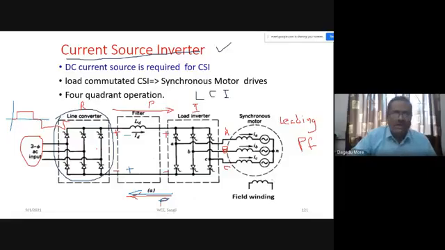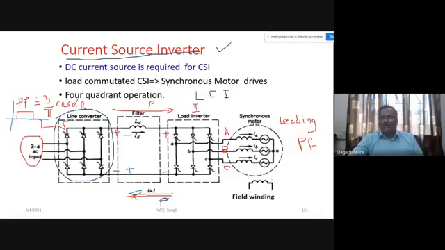What is the purpose? When we use a current source PWM rectifier, our source currents are sinusoidal and power factor is unity. What is the formula for power factor of a 6 pulse converter? How do we get it? It is 3 by pi cos of alpha. Is it right? So the power factor of a 6 pulse converter is given by 3 by pi cos of alpha.